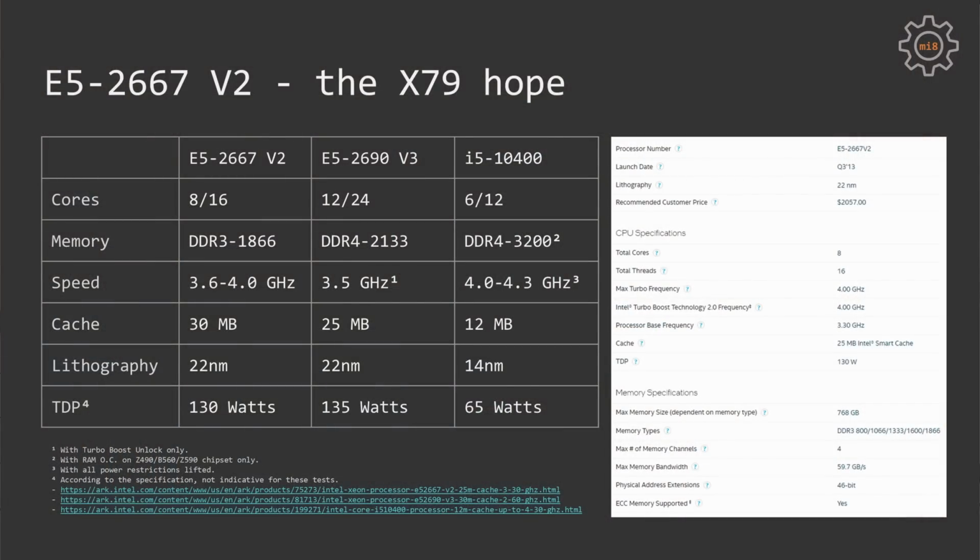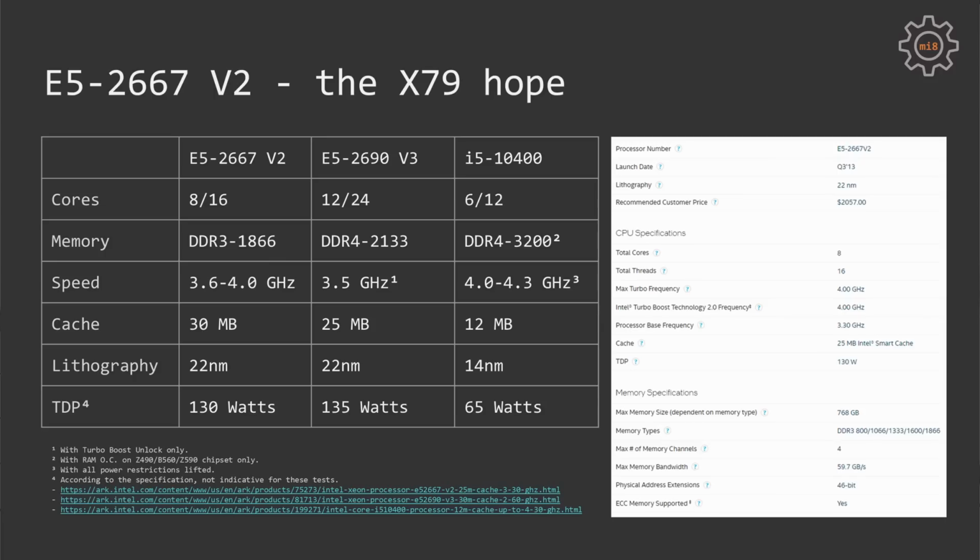So, Xeon E5-2667 V2 packs 8 cores, 16 threads, memory supported up to DDR3-1866. Unfortunately, DDR3-2133 is not possible with this CPU. The core frequency stays between 3.6 and 4.0 GHz, depends on the load. The CPU also comes with 30 MB of cache and 22 nm lithography. According to the specification, the CPU comes with 130W TDP. As you can see, this unique CPU is able to boost up to 4 GHz with no overclocking, and it uses the old and aging X79 or LGA 2011 platform.